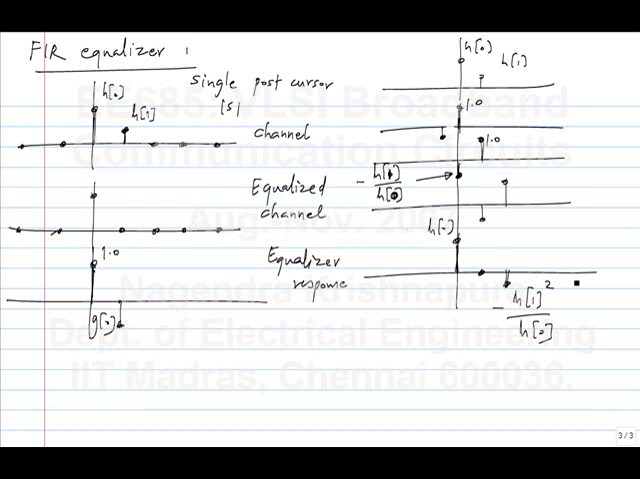H1 by H0 is less than 1. So we have H1 times something that's less than 1. So the amount of ISI is reduced. So this is better. And with 1 tap we were able to equalize it.